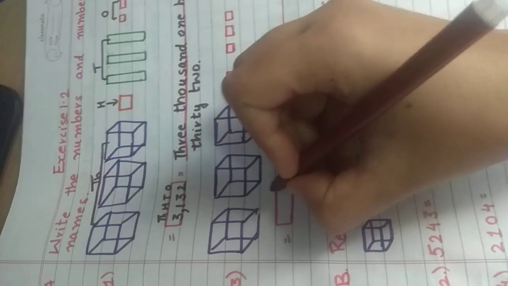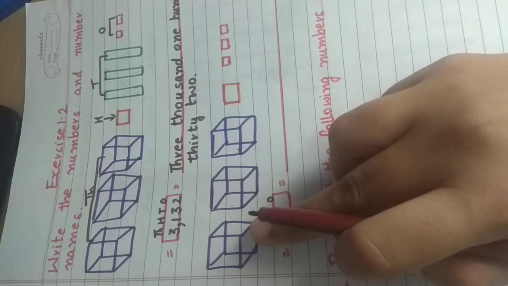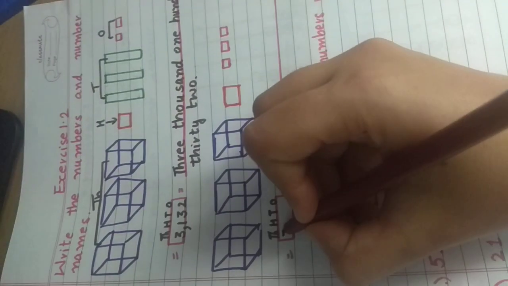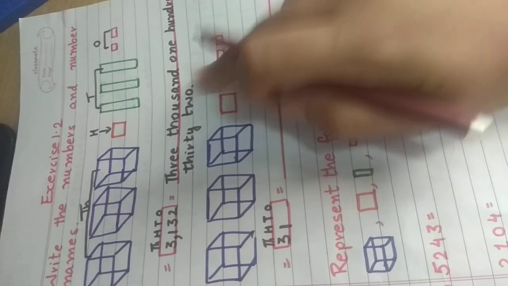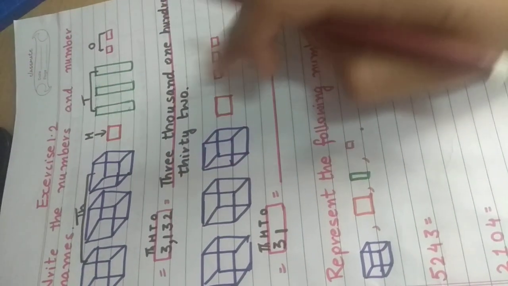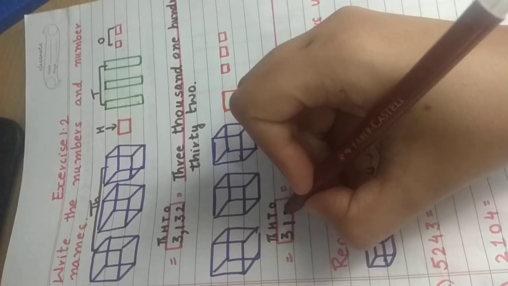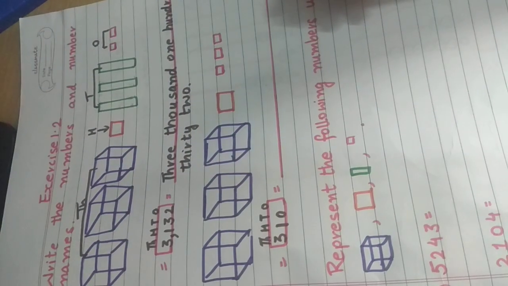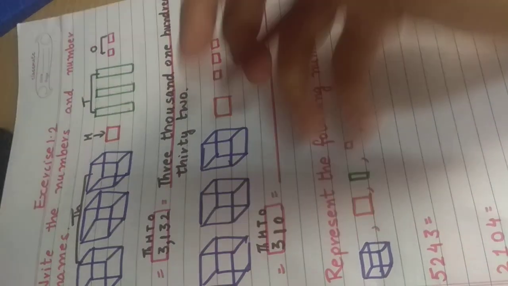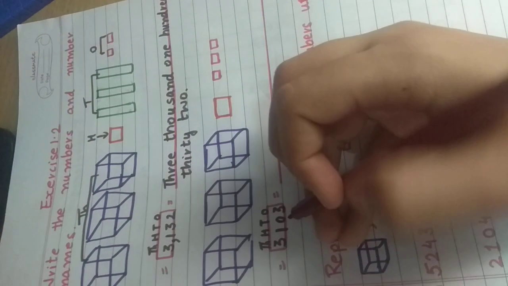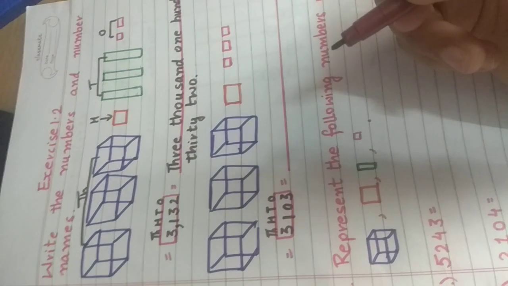Okay. Next one. Next one you have here. Again we will write down ones, tens, hundreds, thousands. How many blocks of thousands? 1, 2, 3. How many blocks of hundreds? 1. Tens. Do you see any blocks of tens? These blocks represent tens. No. So what will we write under tens? 0. And how many blocks of ones are there? 3. So what is the number formed here? 3103.